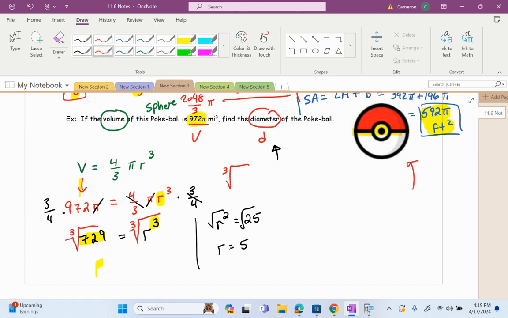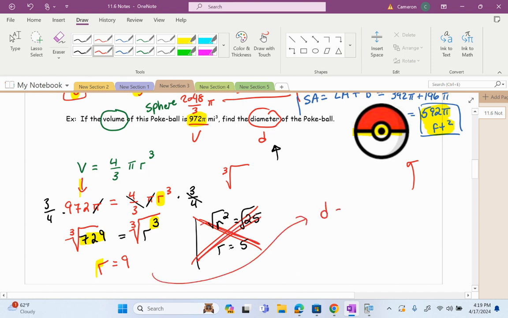Okay, so the radius would be 9. And this was just a side. They asked us for the diameter. The diameter is twice the radius, so 2 times 9 would give me a diameter of 18, and we were measuring in miles. Not squared, not cubed, it's just a distance, so it would be normal miles.